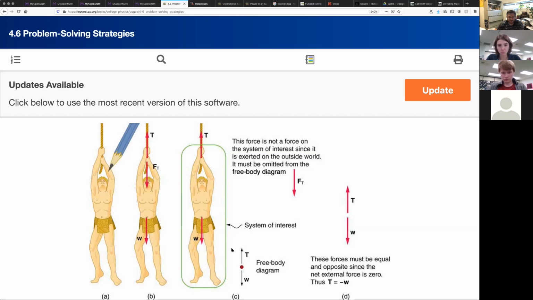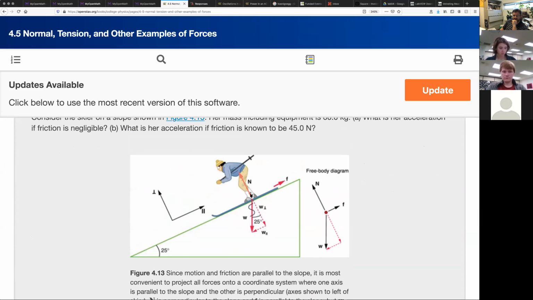Let's see if I can go back one section here. How do I go back? Here we go. So in the example of the skier, we not only broke the weight into components, but we rotated our axes. So we had the parallel and the perpendicular axis. Our weight had a perpendicular component and a parallel component that lined up so that we could show that the weight parallel and the friction were in one dimension, and the weight perpendicular and the normal force were in another dimension. Then our free body diagram ended up looking like this with components included.